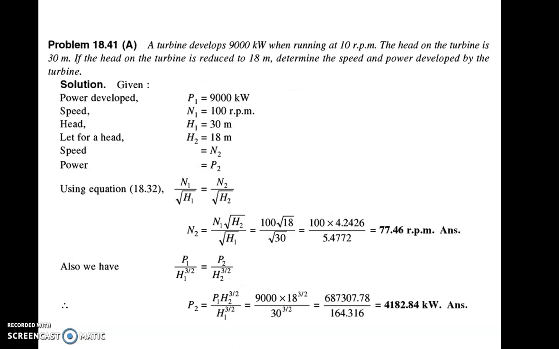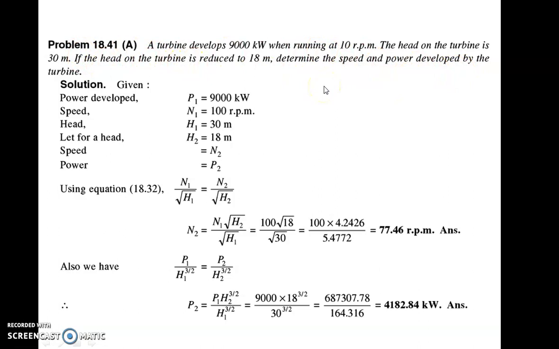A turbine develops 9000 kilowatt when running at 100 rpm. This is not 10 rpm, it is 100 rpm. The head on the turbine is 30 meter. If the head on the turbine is reduced to 18 meter, determine the speed and power developed by the turbine.